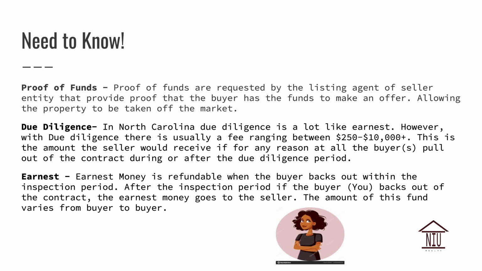Earnest, however, is refundable when the buyer backs out within the inspection period. After the inspection period, if the buyer or you decide you don't want to have anything to do with that house, the earnest money would go to the seller. If it's within the inspection period, then it would be returned to you and there would be no risk in that contract. The amount of earnest funds varies from buyer to buyer.